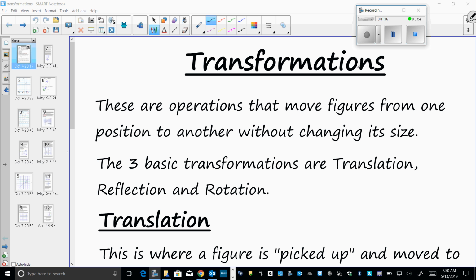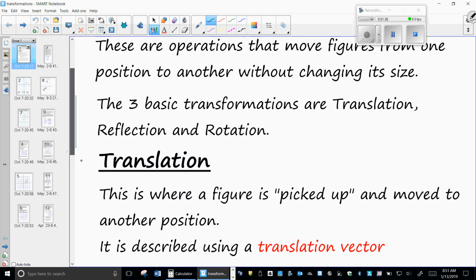So remember, transformation is the overall umbrella topic. Okay? Translation is a special type of transformation. The reason I'm saying those over and again is because lots of people get it confused. So transformation is a general name, translation is a specific type. And that's the one we're going to start off with. So translation.